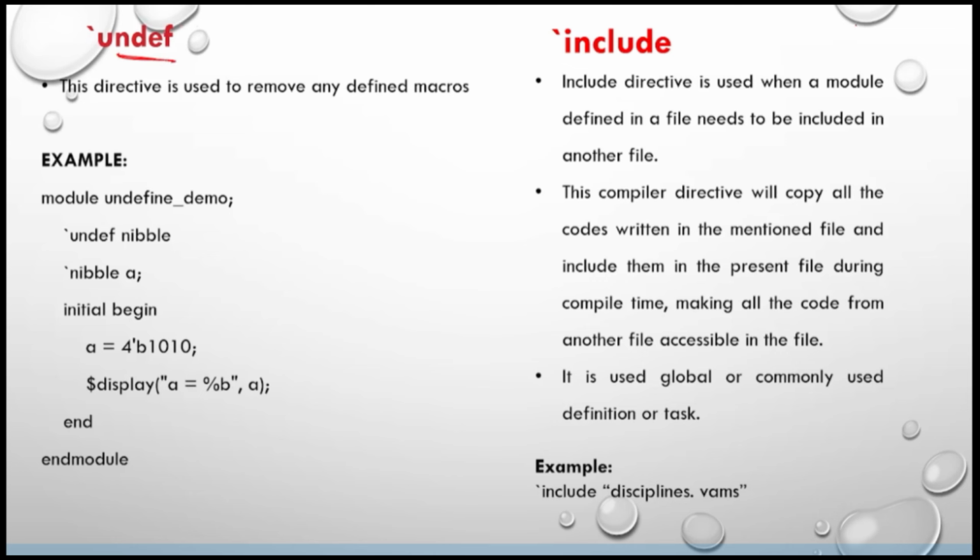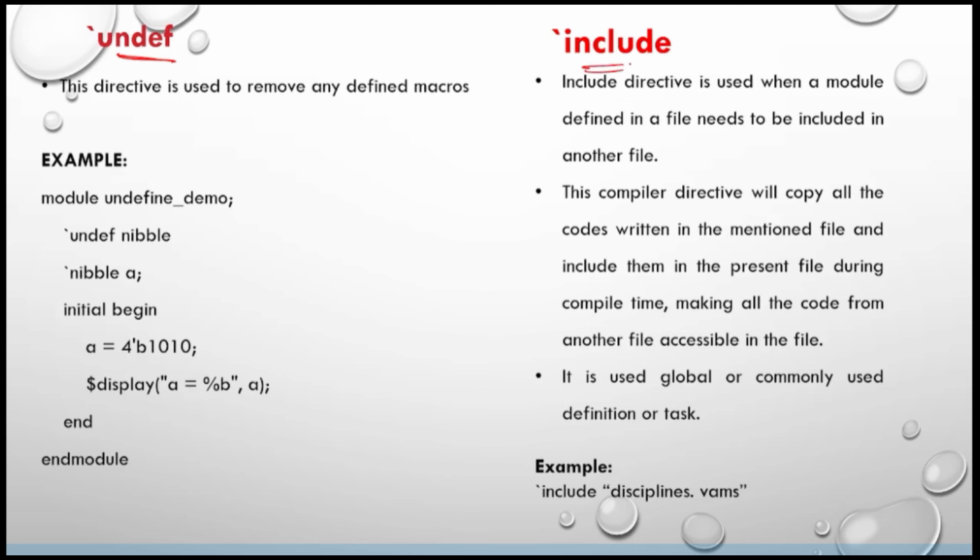Okay, so tick define is to define the particular variable or particular macro, and tick undef is to undefine that particular macro which you have defined already. In order to use undef, first you should use define. Until and unless you define it, you can't undefine it. I hope you got this small logic. So that is tick define and tick undef.